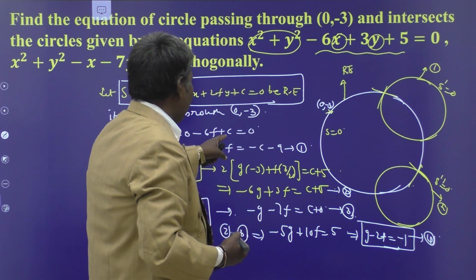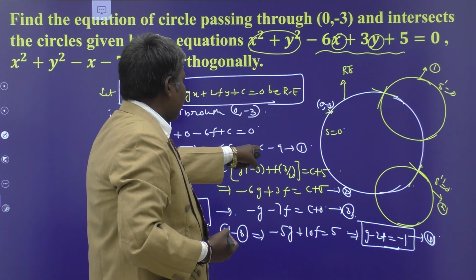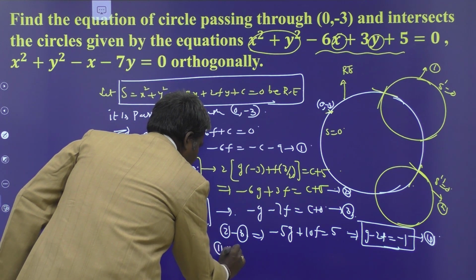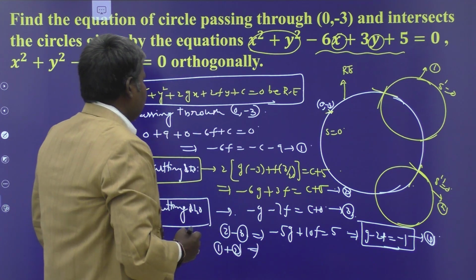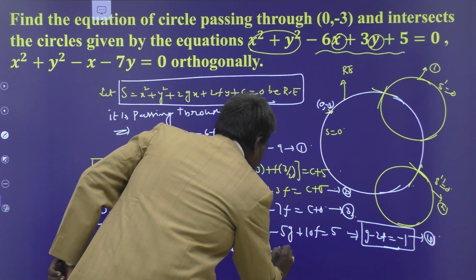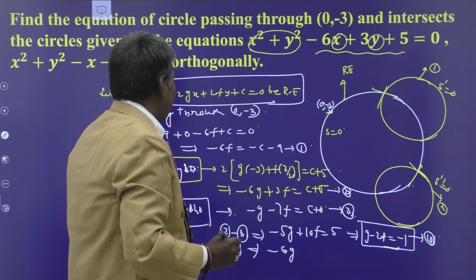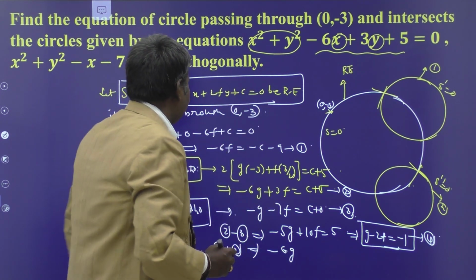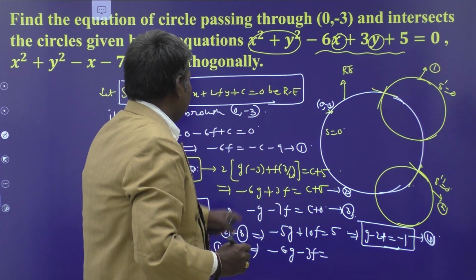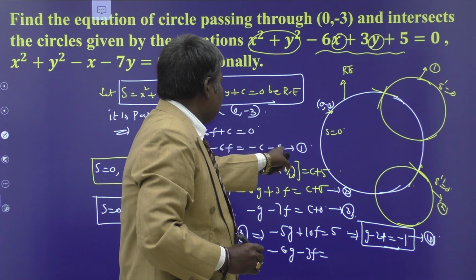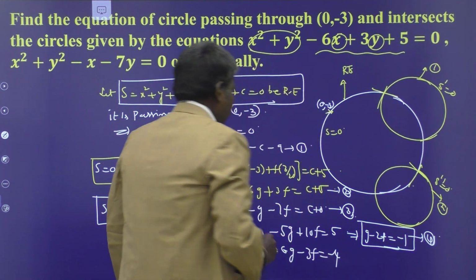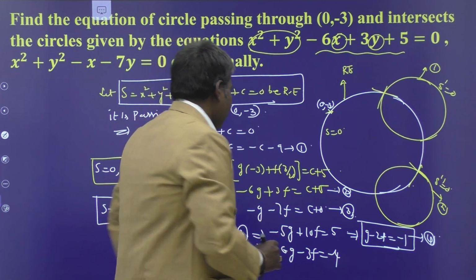Next we have 1 and 2. Here is minus c, it is plus c. Just add. 1 plus 2 implies what happened? 1 plus 2 we are adding. This is minus 6g, there is no 6g, therefore minus 6g. And next what? Minus 6f plus 3f, minus 3f is equals to minus c plus c gets cancelled. This is minus 9 plus 5, that is minus 4. So this is equation number 5 say.